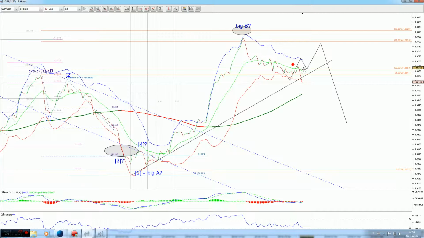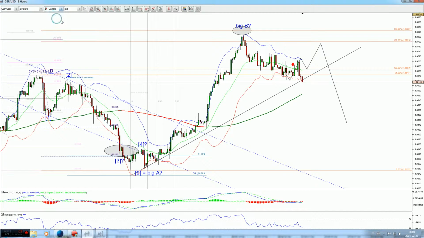And this area may be a new reversal, a new touching point for this line. And so I will adjust this line, and then I will have a nice support line. And the market may go slightly to the upside and then start falling again. So this is what may happen on the 3 hours chart.